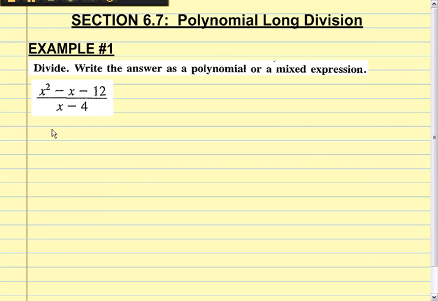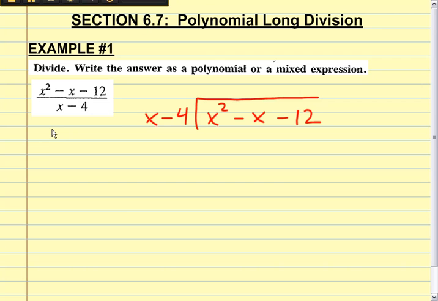Now remember, the number in the numerator always goes on top. So I'm going to write x squared minus x minus 12. It goes inside the house. The number in the numerator goes inside the house. The denominator goes outside the house. Okay?